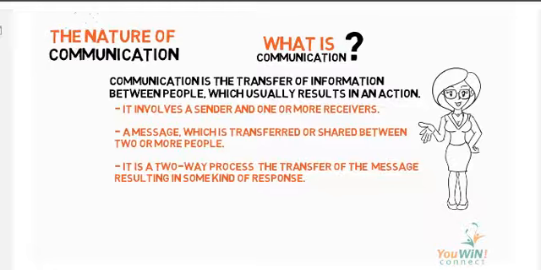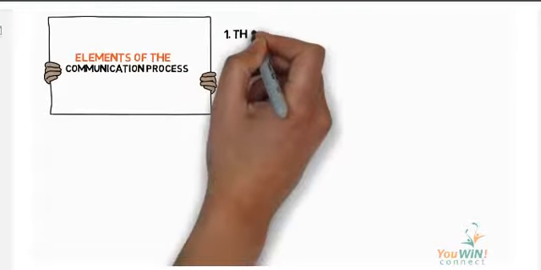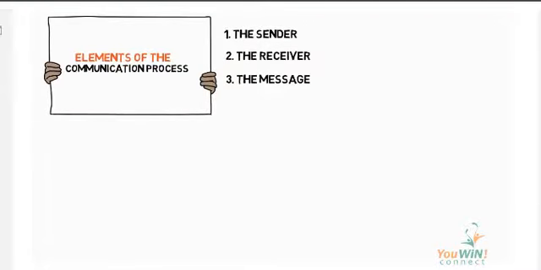Let's look at the elements of the communication process. The elements are 1, a sender. The sender is the person who sends information to one or more persons. The second element is the receiver. The receiver is one or more individuals receiving the information sent by a sender. The third element is the message. The message is the information sent from the sender to the receivers.